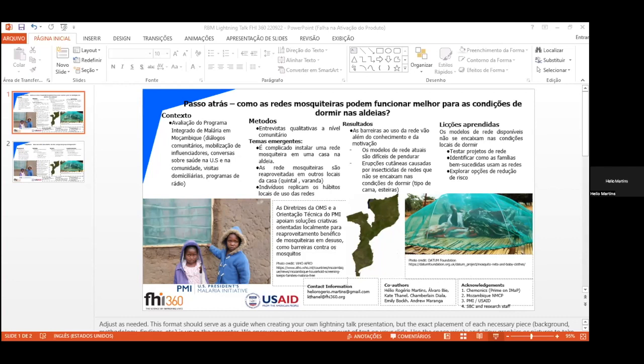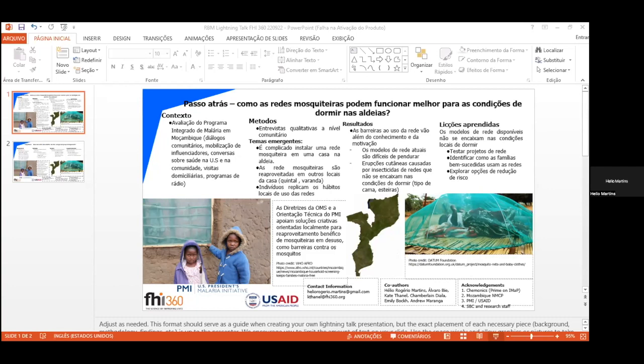In terms of lessons learned, we think that the available model of net is not yet too well adjusted to the conditions that people have in the villages. The actual conditions of the rooms, the beds themselves. Sometimes it's not even a bed. Sometimes they sleep on mats. So placing the nets doesn't really work very effectively.